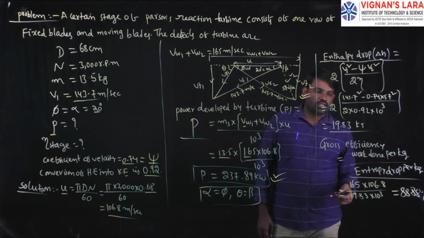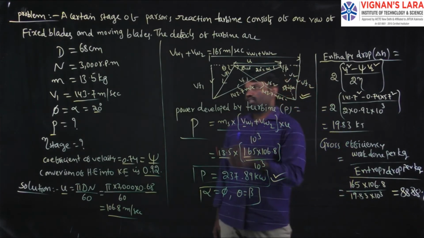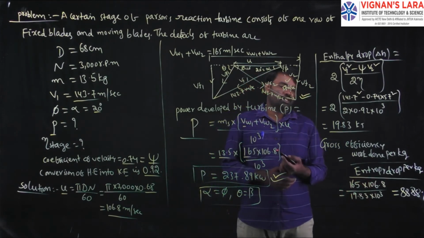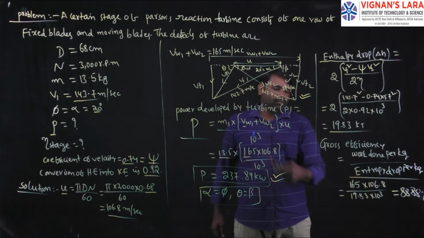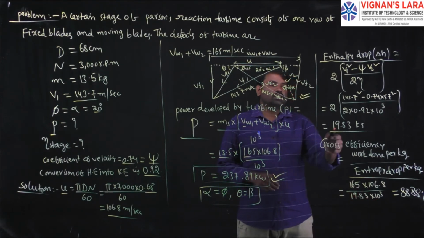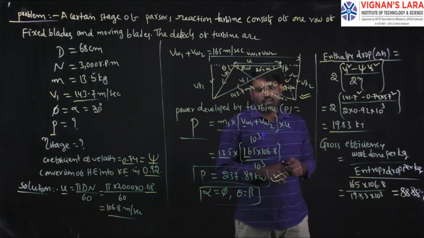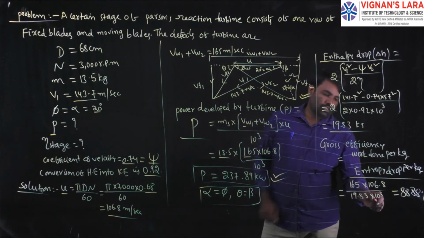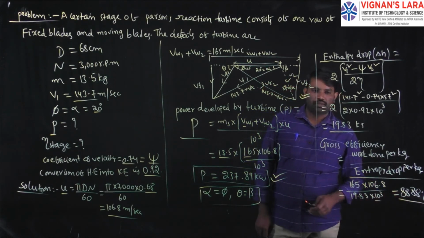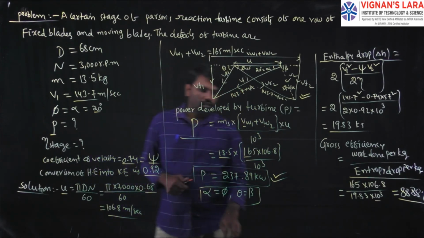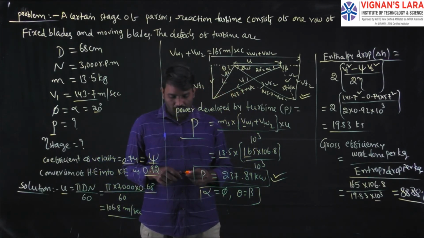If you calculate this per kilogram, or for 13.5 kilograms, both are the same. Work done is 165 into 106.8, this one, divided by 19.83 into 10 cube. 19.83 is in terms of kilojoules and this term is in terms of joules, that's why we are dividing with 10 cube. So 88.88 percent gross efficiency we get from the reaction turbine based on the given data.